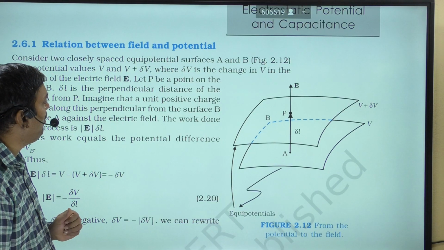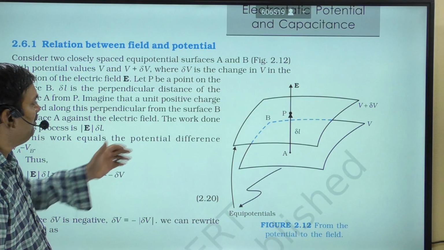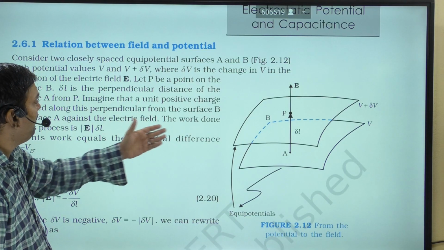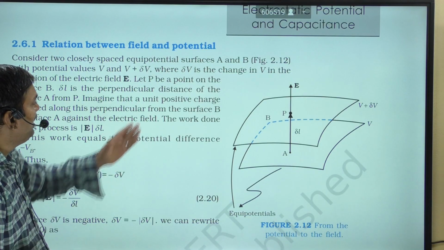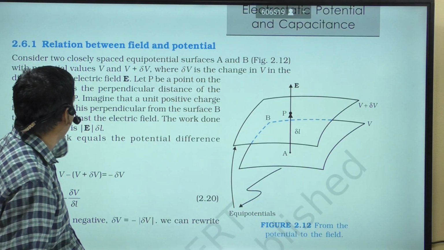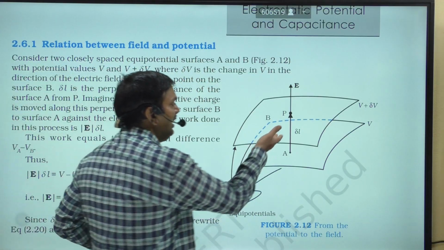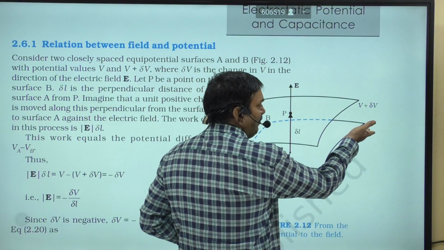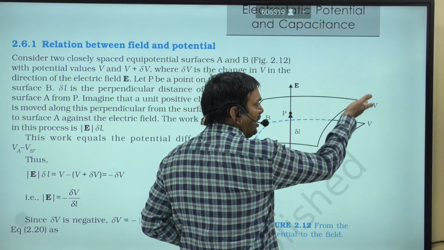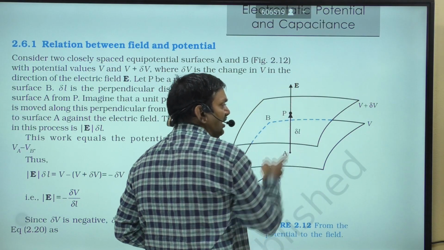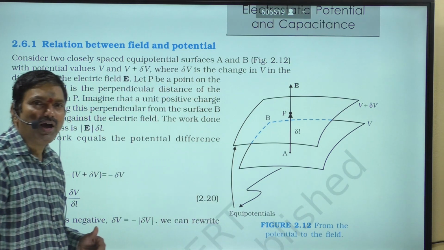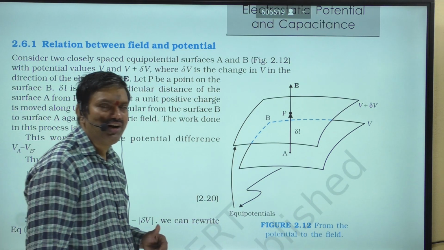closely spaced equipotential surfaces with potentials mentioned, and delta V is the change in potential. See, as you see, delta V is the change in V in the direction of the electric field. Obviously, you see here, from V to V plus delta V, there is a positive change in the potential in the direction of electric field. Obviously, positive electric field results in positive potential difference.